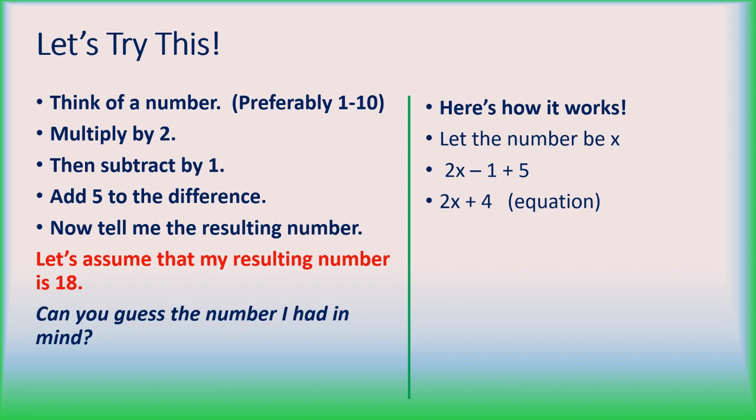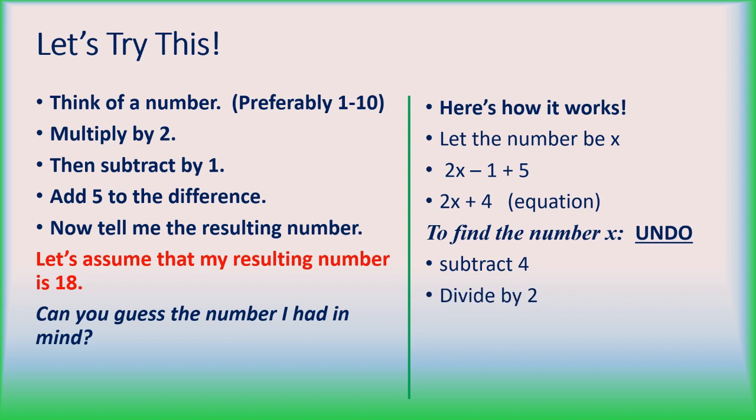For us to find the number that I had in mind, we will undo the operations in this equation. Our last operation is addition. We added 4, so we undo that by using the inverse of addition, which is subtraction. We subtract 4. And then the first operation here is 2x, which is multiplication. The inverse of multiplication is division. Therefore, we divide by 2.